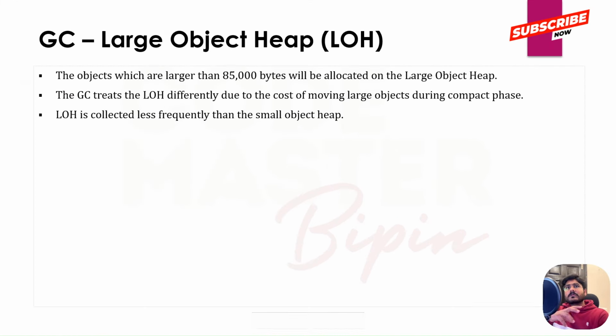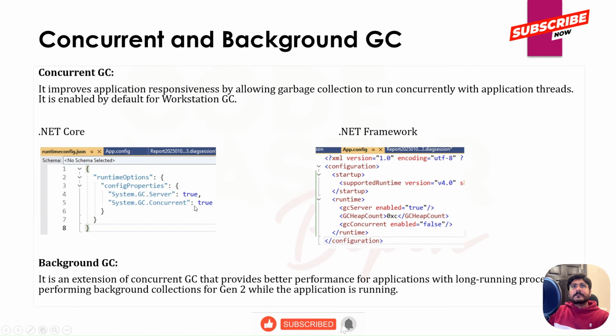differently due to the cost of moving large objects. So whenever there is a huge file, if we want to move that particular file from one location to another, or from one generation to another generation, definitely it is going to be costly for the garbage collector, right? So the large object heap is collected less frequently than the small object heap. As I told you, in generation 2 there would be large object heaps or long running objects, right? So those long running objects or the large object heap would be accessed by the garbage collector less frequently. I hope this is clear to everyone.